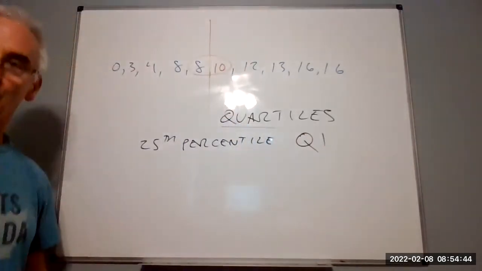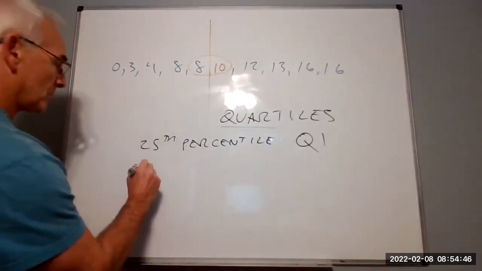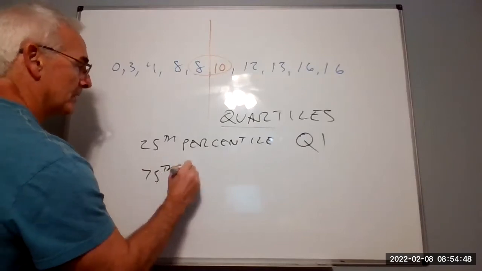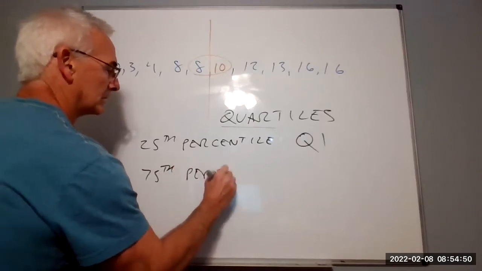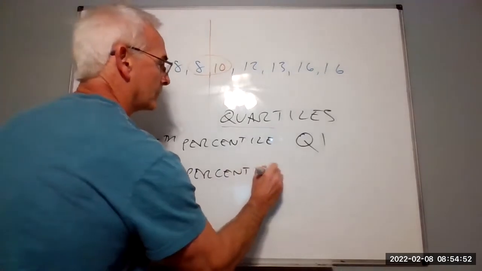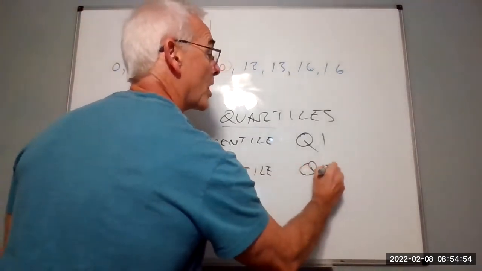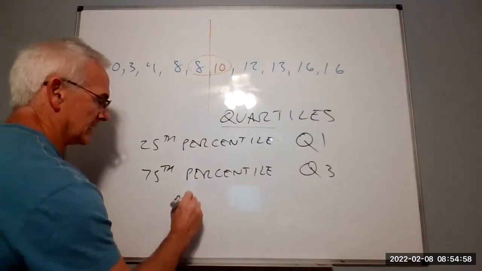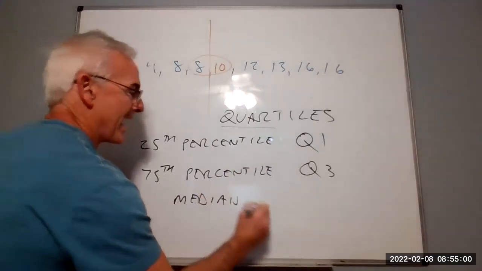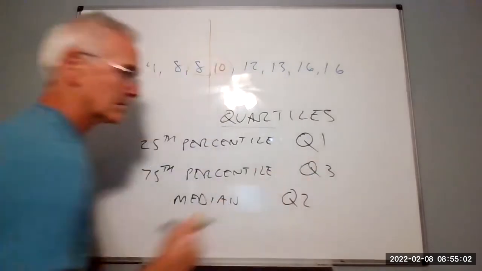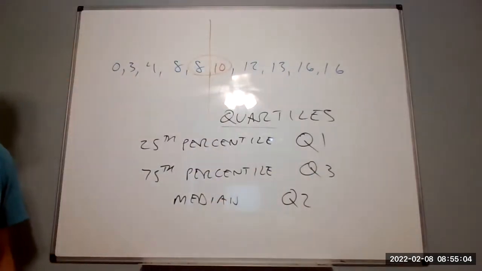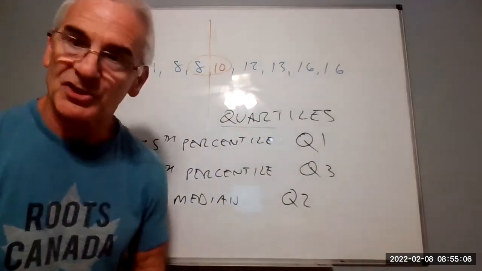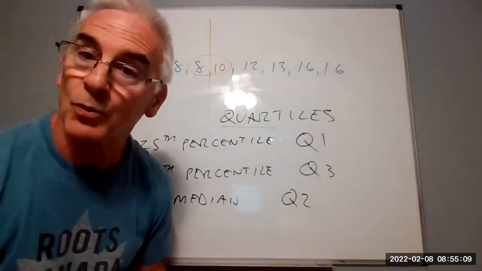This is called Q1, the first quartile. The 75th percentile is called Q3, because the median is automatically Q2. So if I'm looking at these scores, how do I determine the quartiles?